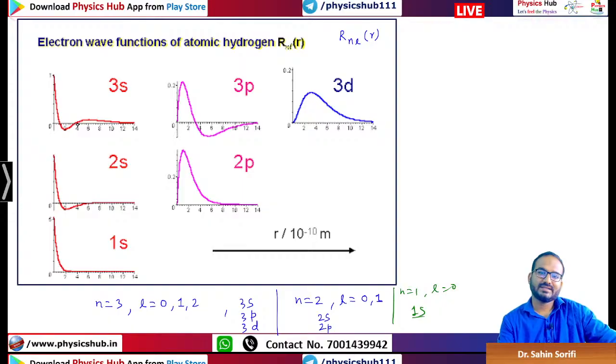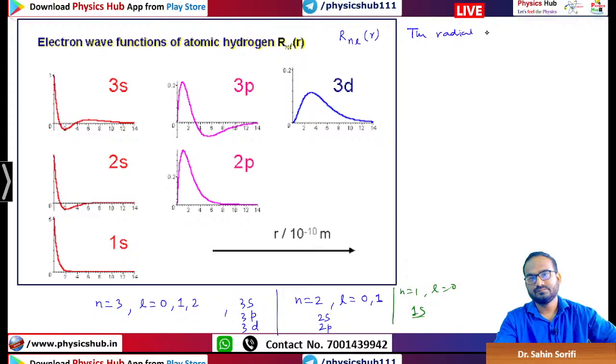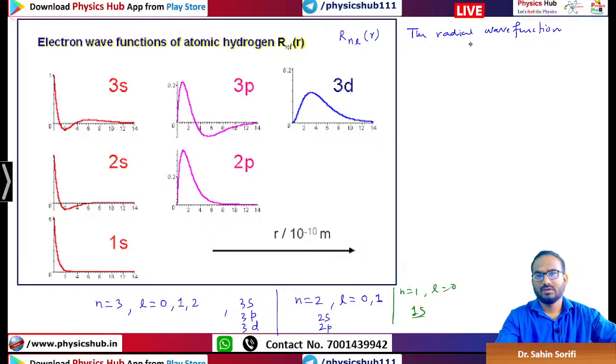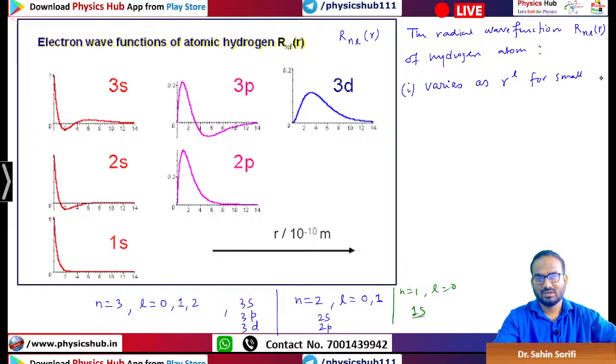Now, to understand the behavior of these wave functions RNL of r, we need to follow certain properties. The radial wave function RNL of r of the hydrogen atom, number one, will vary as r to the power L for small r.